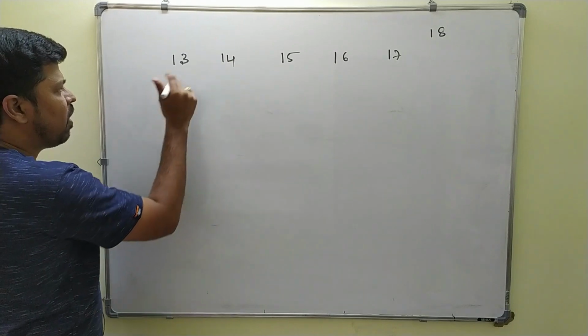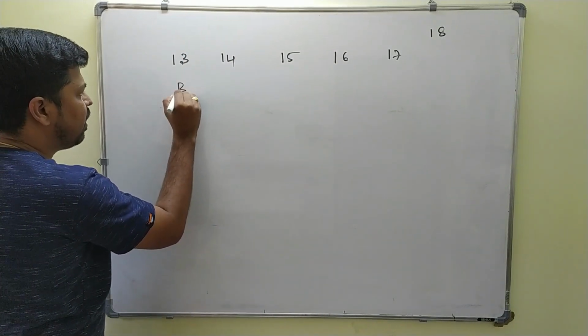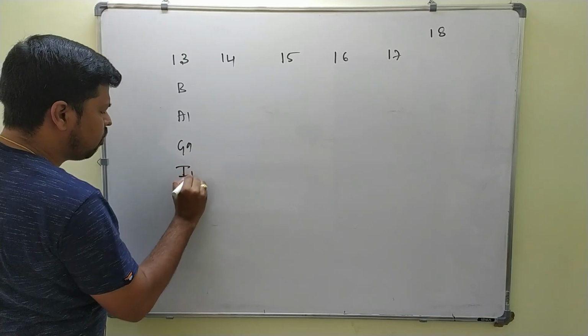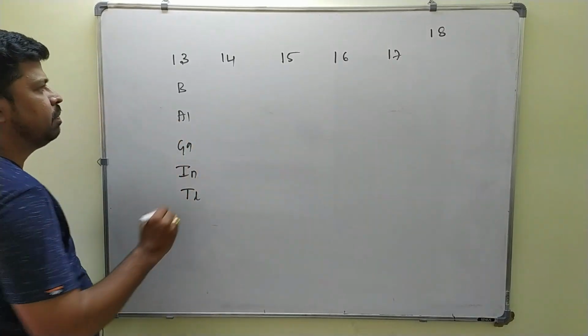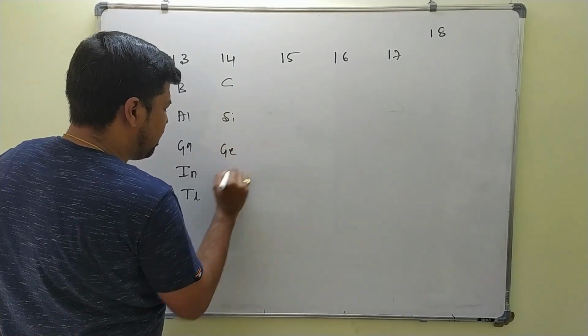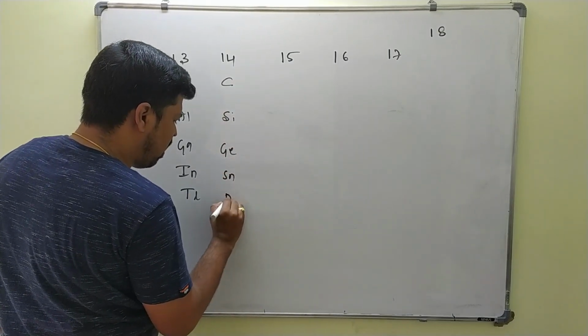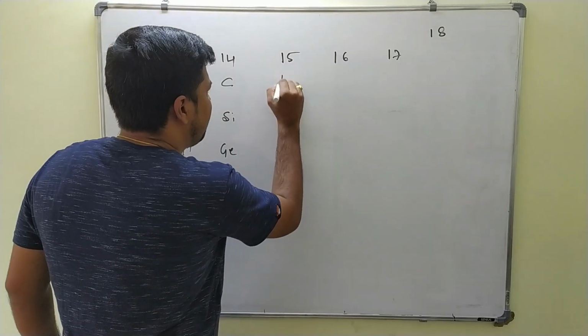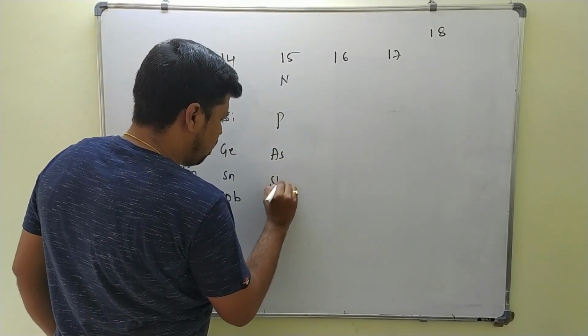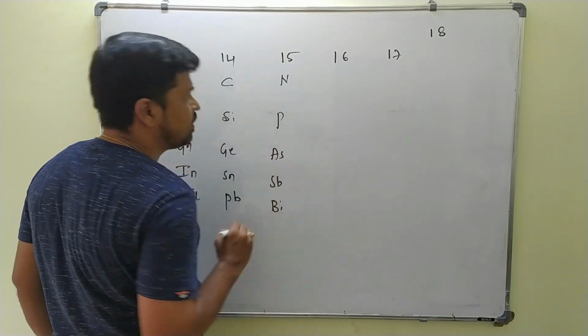Group 13 is the boron family. The elements present in group 13 are boron, aluminium, gallium, indium and thallium. Group 14: carbon, silicon, germanium, tin and lead. Group 15: nitrogen, phosphorus, arsenic, antimony, and the last one is bismuth.